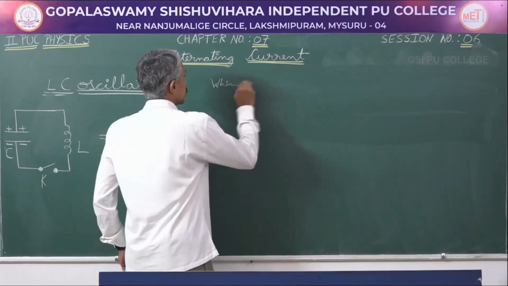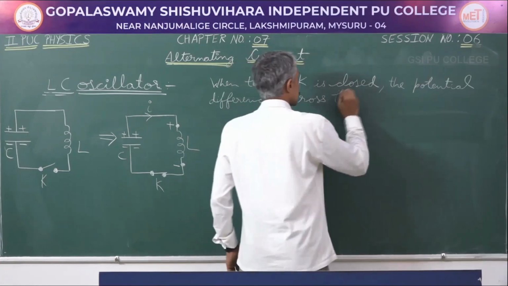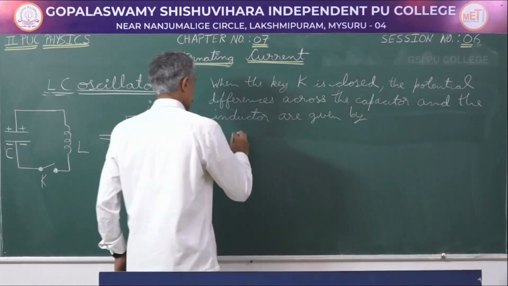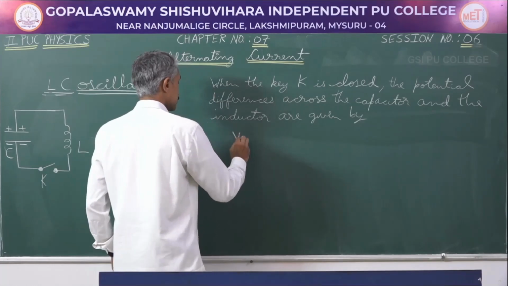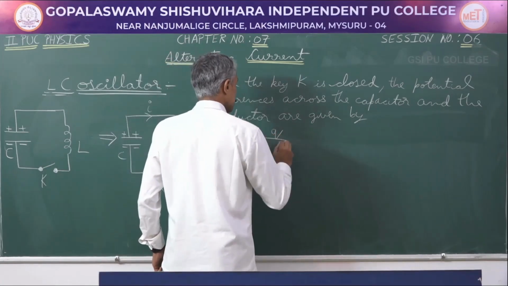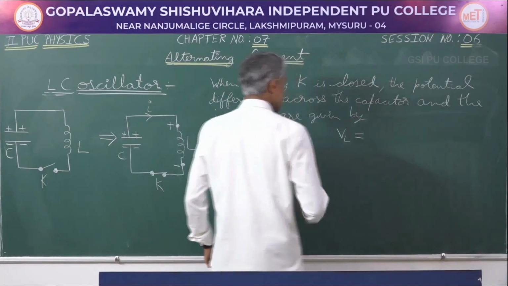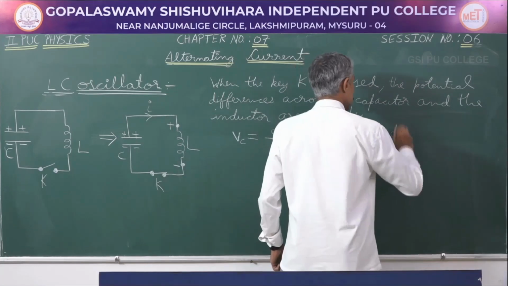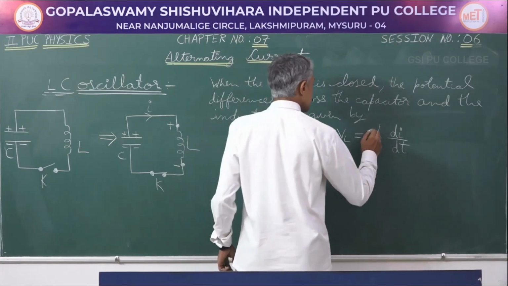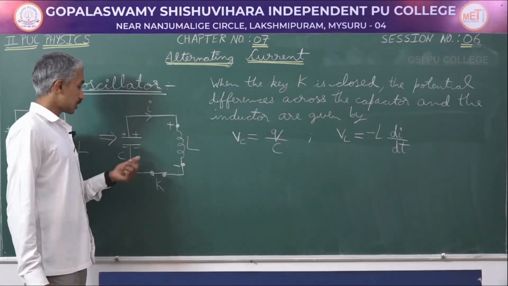Now, in this condition, when the key K is closed, the potential differences across the capacitor and the inductor are given by, I can take the potential difference across the capacitor as Vc, and this is given by Q by C. Similarly, the potential difference across the inductor is L into di by dt, and this potential is minus L into di by dt.